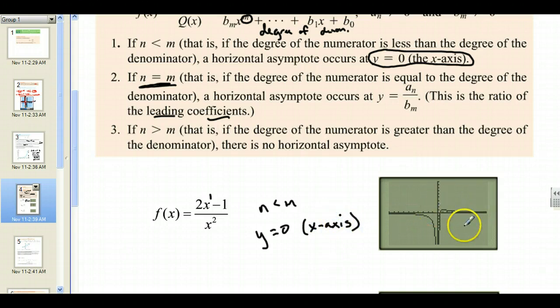Alright, and you see, this is the graph of this thing. I put it into my calculator and graphed it. As I make my way to the left side or the right side, the graph gets closer and closer and closer to the x-axis. Right, it crosses it and then it starts coming back down closer and closer and closer to it.